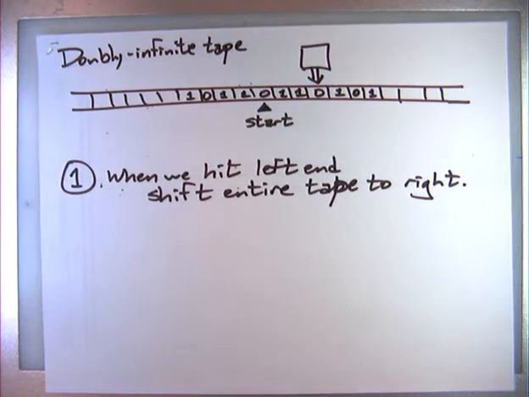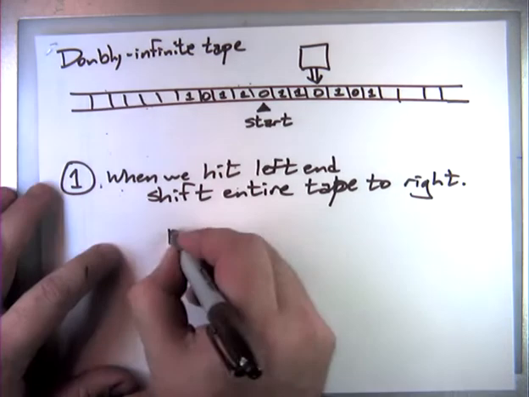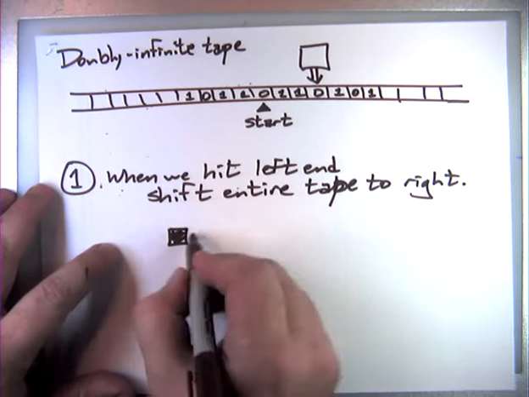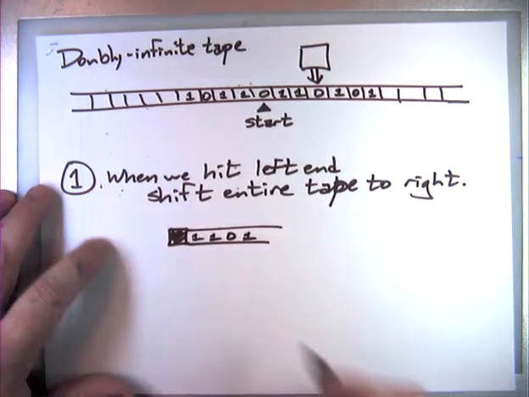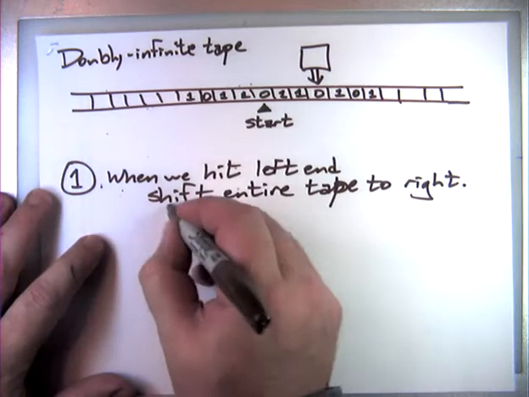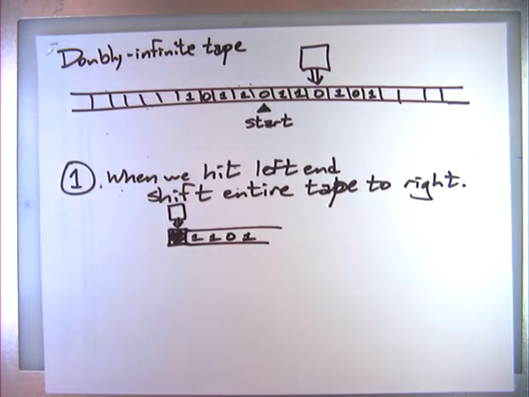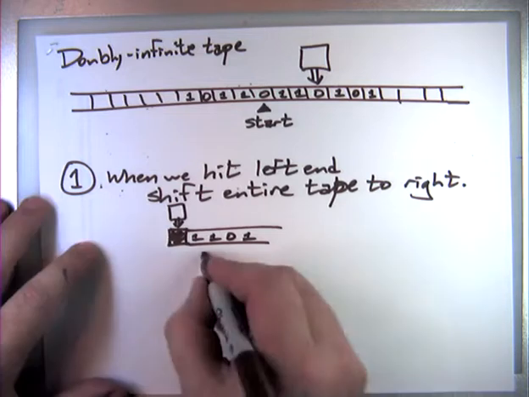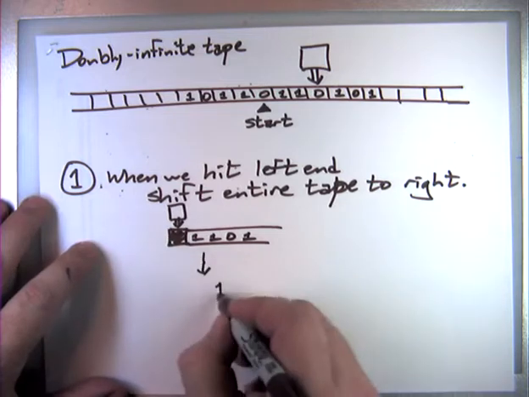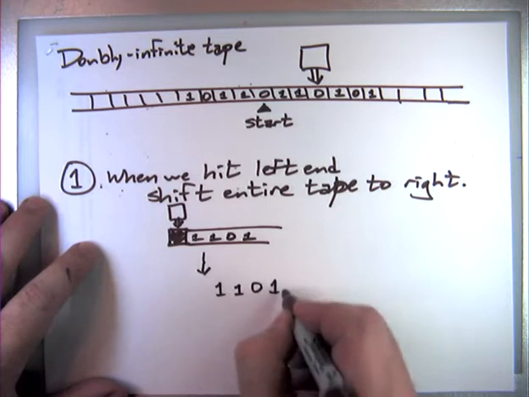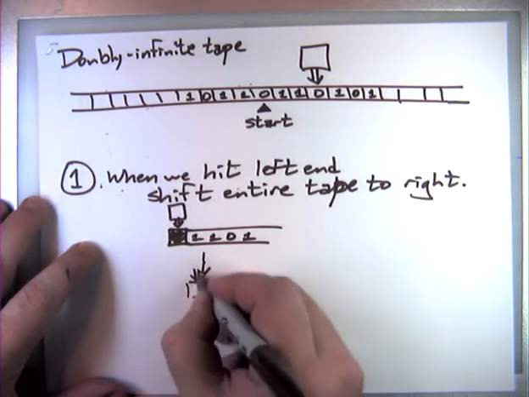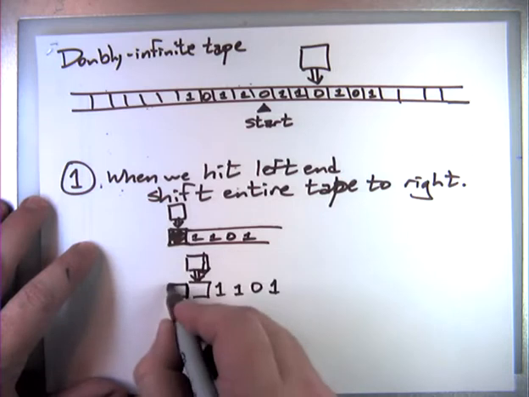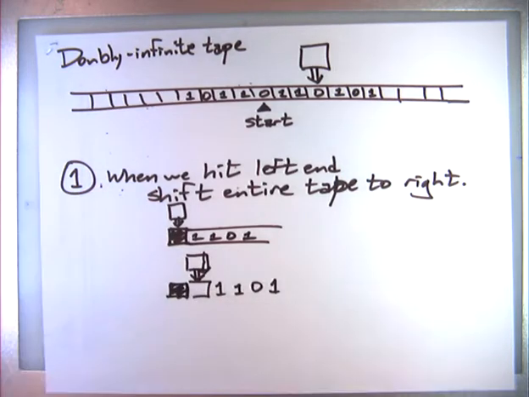Okay, so again, I'll have a special symbol that tells me that I'm at the beginning of the tape. But if I find myself here, for any reason, I'll jump to a special state, a subroutine, that shifts everything over, leaving a blank here, and then I'll move the read-write head onto that blank.